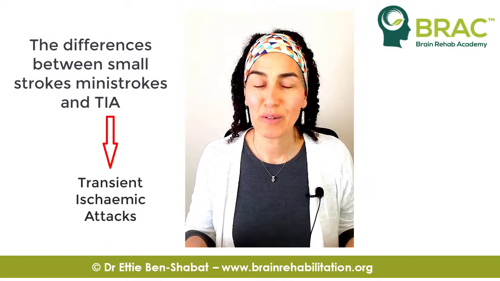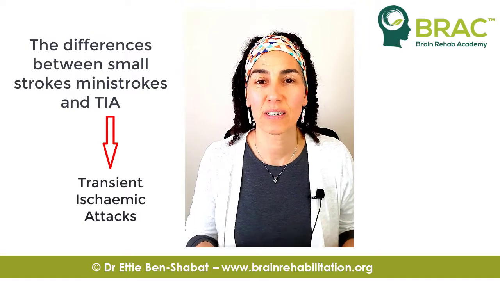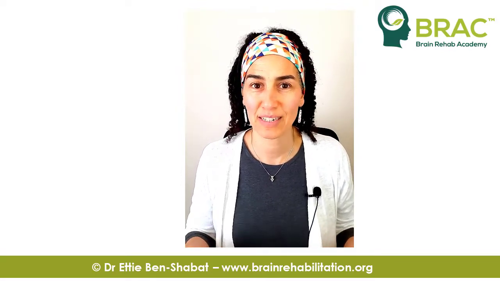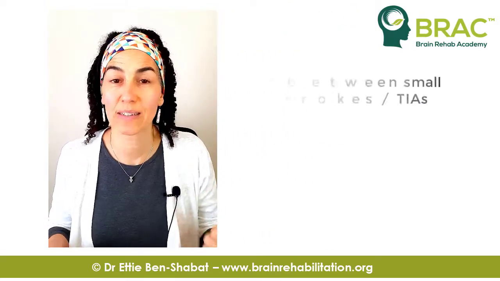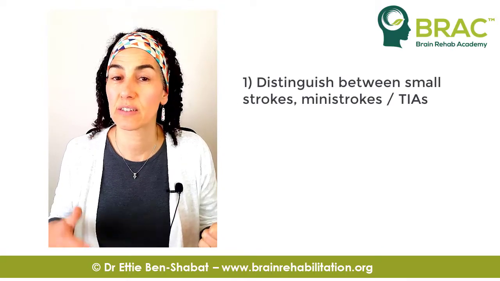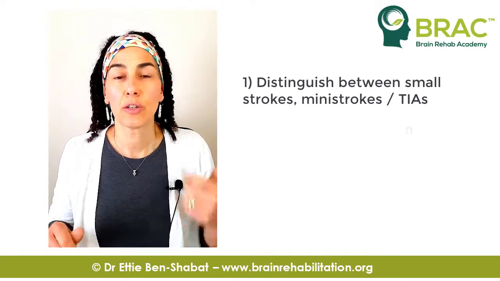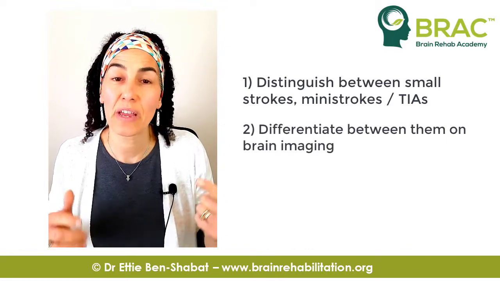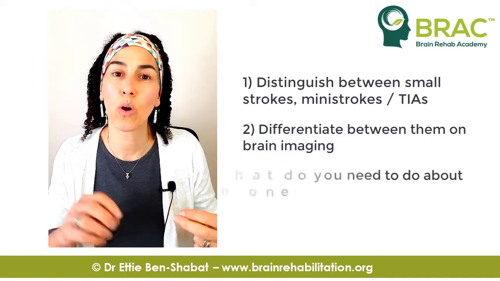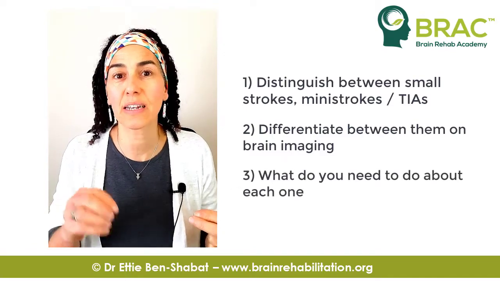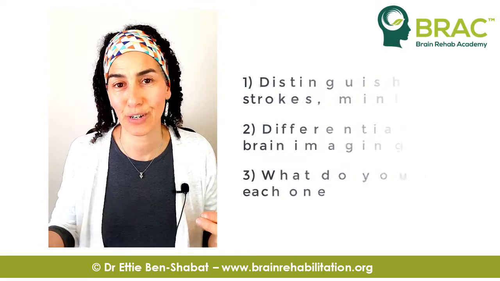This is the 5th video in my stroke series, and I think it's important to discuss these lesions because they present differently on brain images and also they require different things from you as a rehab clinician. By the end of this video, you'll be able to, 1, distinguish between small strokes versus mini strokes or TIAs. 2, you'll be able to know how they present themselves differently on brain images. And 3, you will know what you as a rehab clinician need to do about each one of them individually.